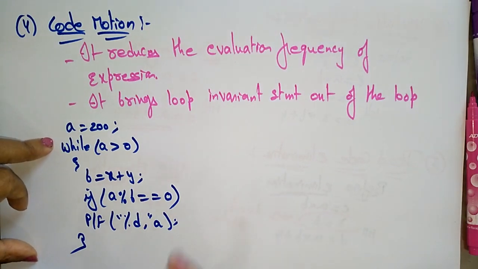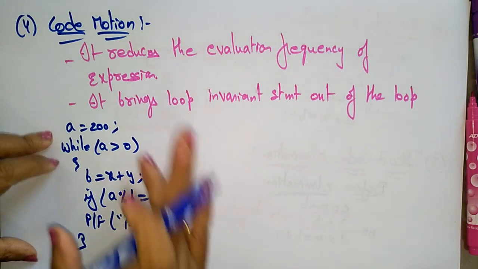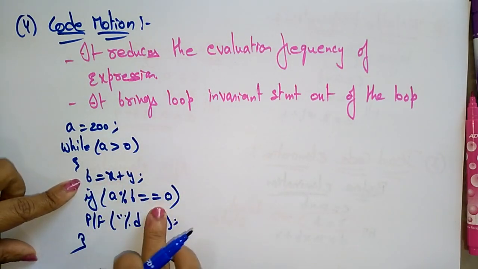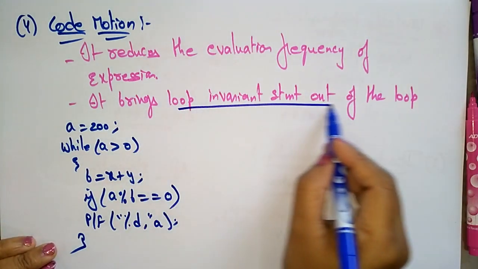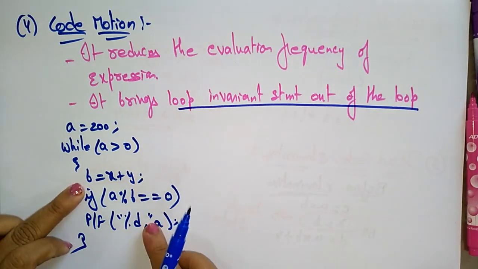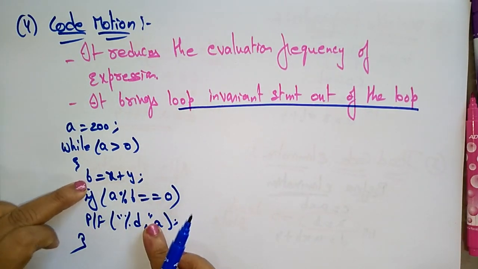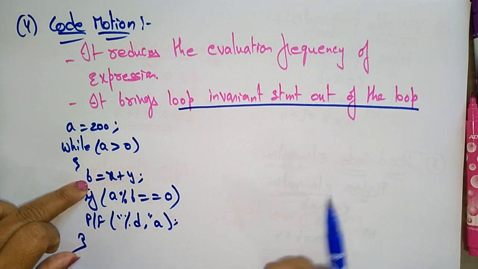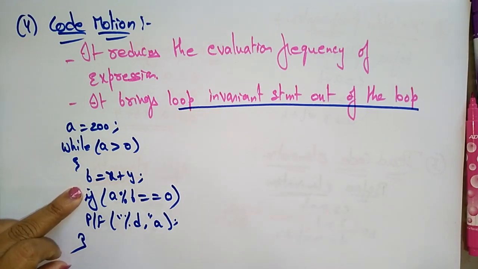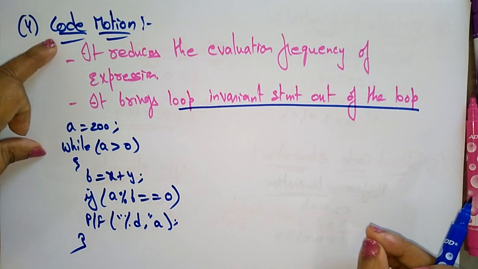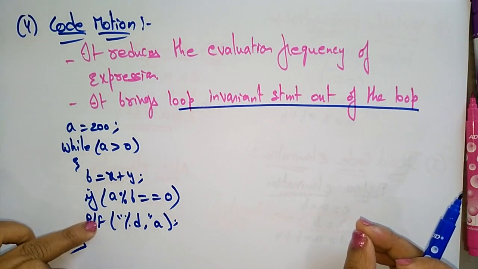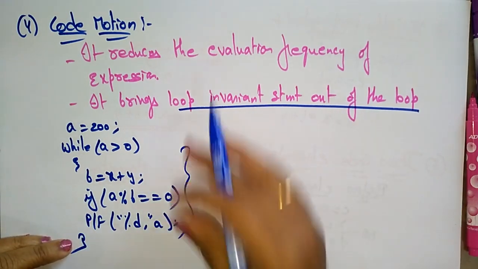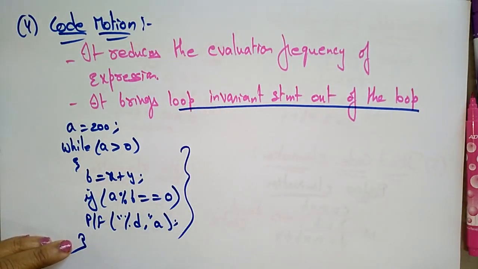So now I want to reduce the evaluation frequency of expression, and bring loop invariant statements out of the loop. Wherever the loop invariant statement is present inside the loop, you have to bring it outside. If any statement is loop invariant, it is not needed in the loop, so bring that statement out of the loop. That is code motion. By using this technique, it reduces the evaluation frequency of expression, because the while loop has to be executed until the condition fails.